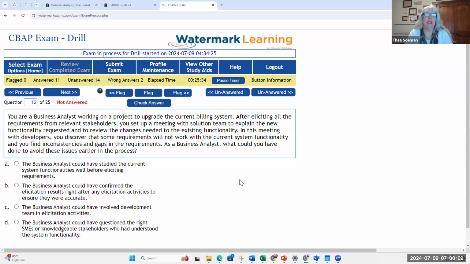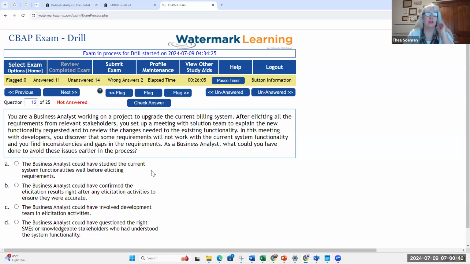Okay, you're a business analyst working on a project to upgrade the current billing system. After eliciting all of the requirements from relevant stakeholders, you set up a meeting with the solution team to explain the new functionality requested and to review the changes needed to the existing functionality. In this meeting with developers, you discover that some requirements will not work with the current system functionality, and you find inconsistencies and gaps in the requirements. As a business analyst, what could you have done to avoid these issues earlier in the process?